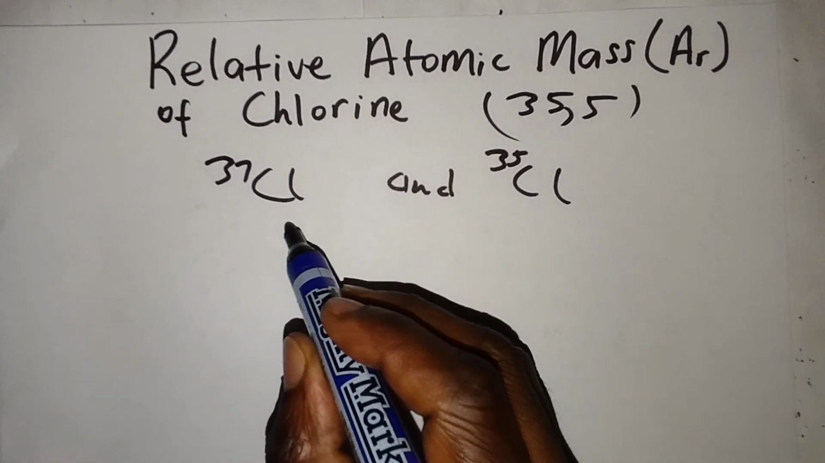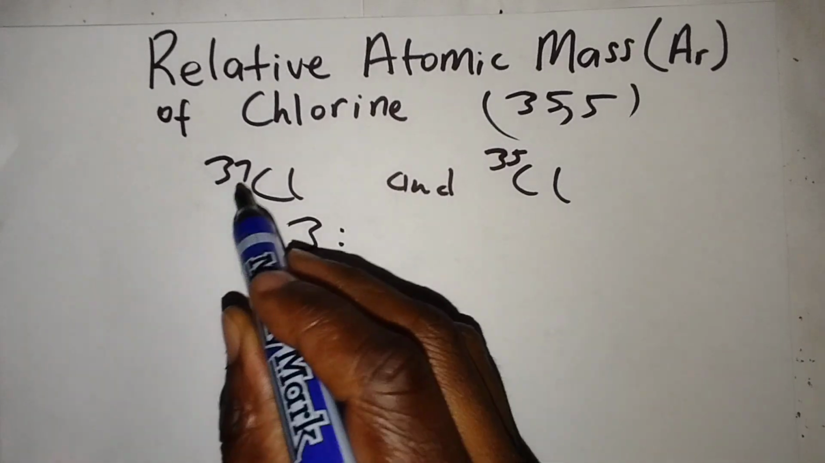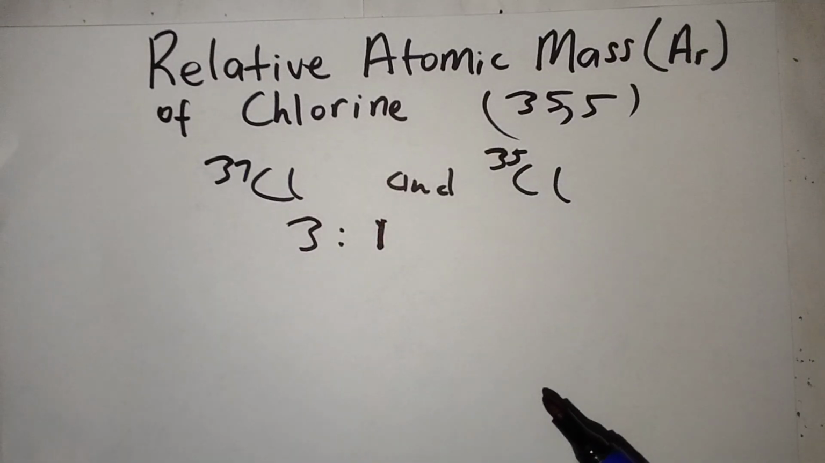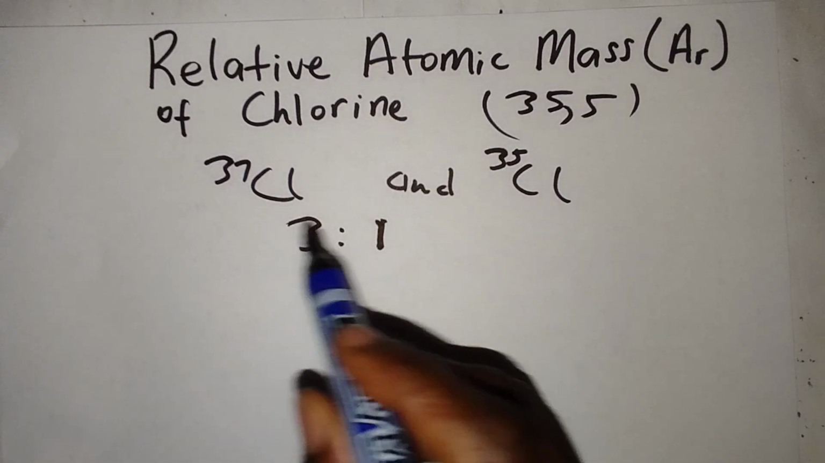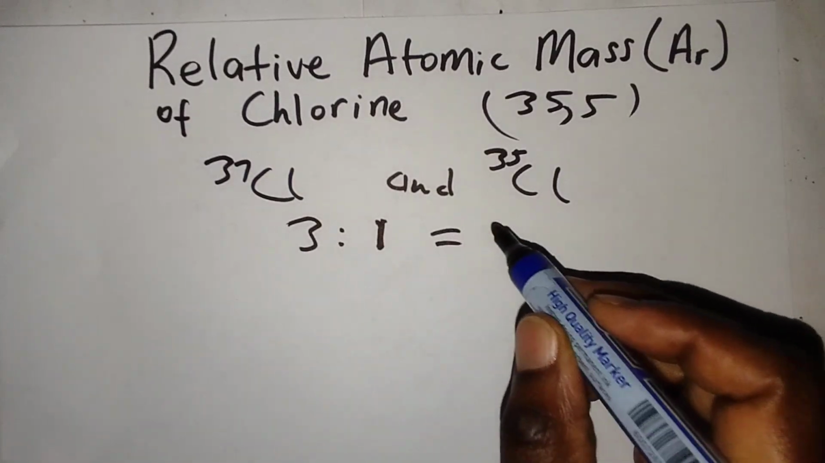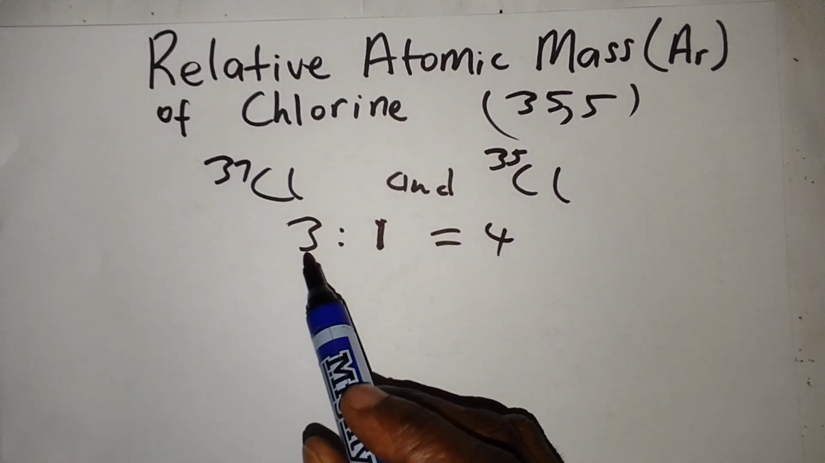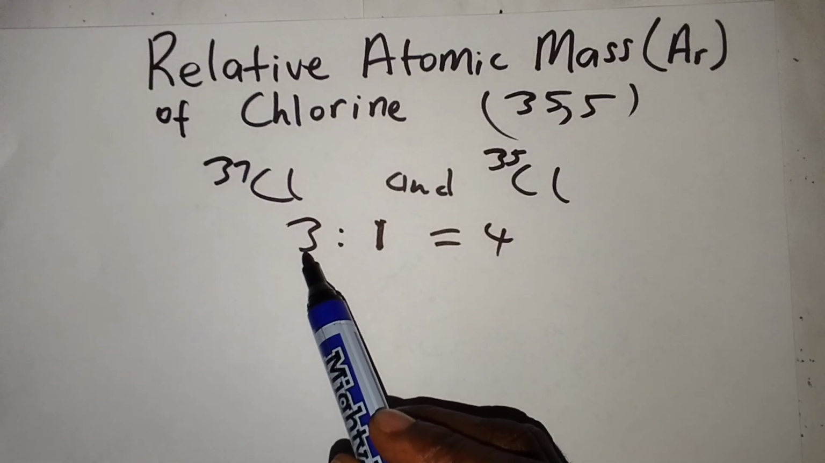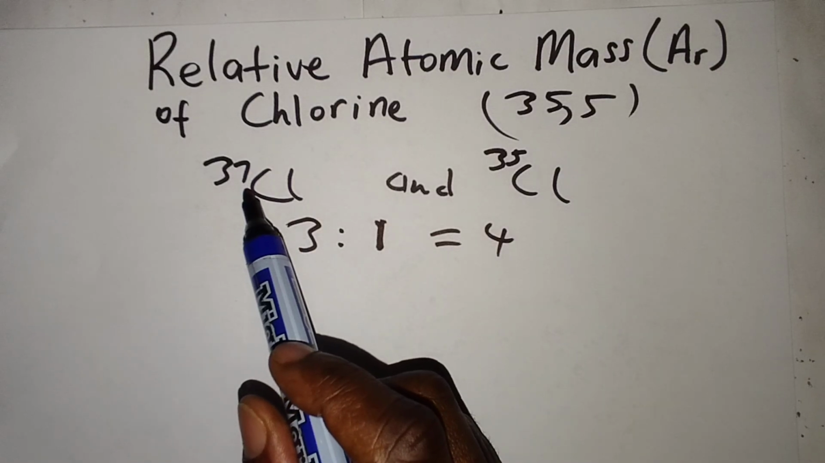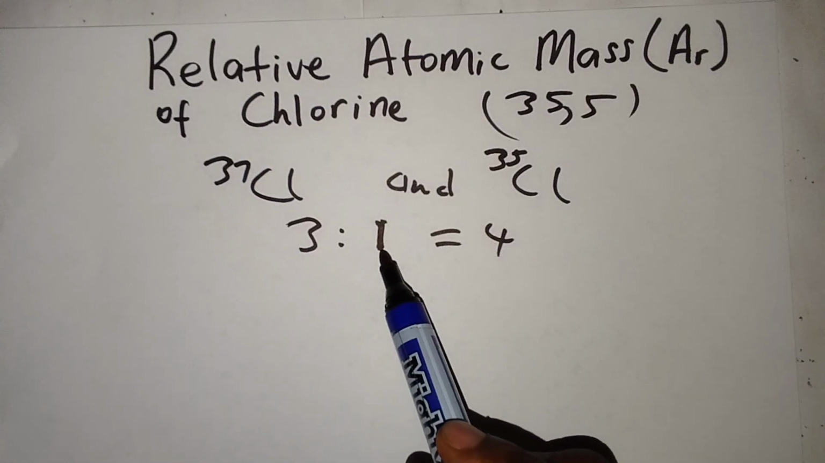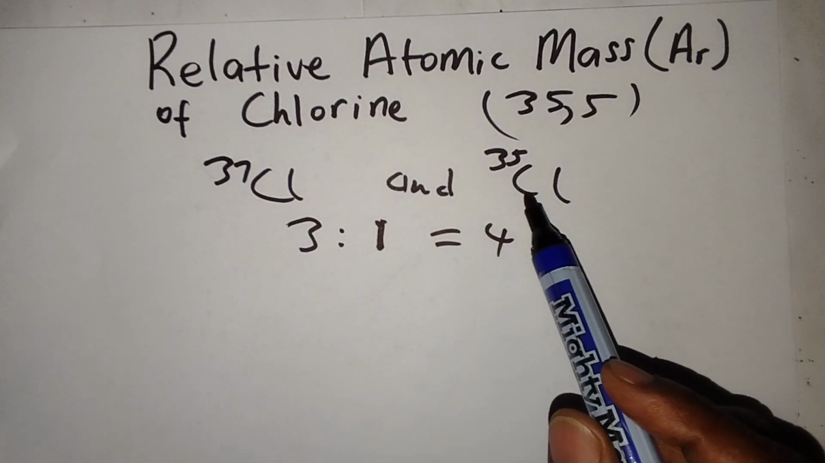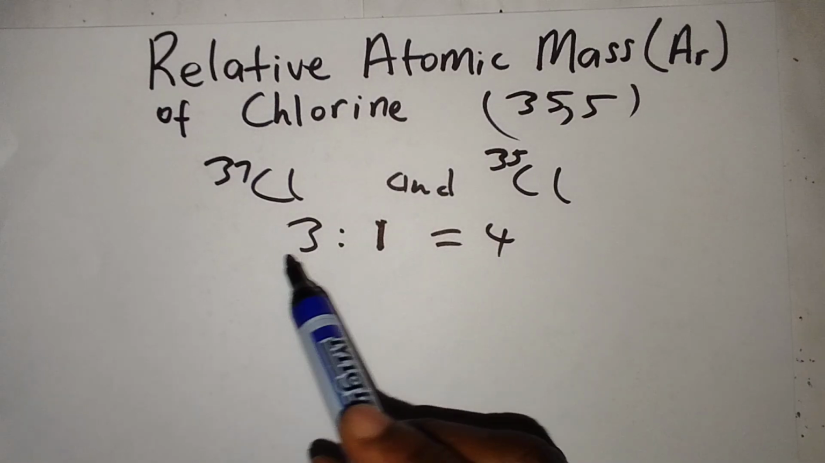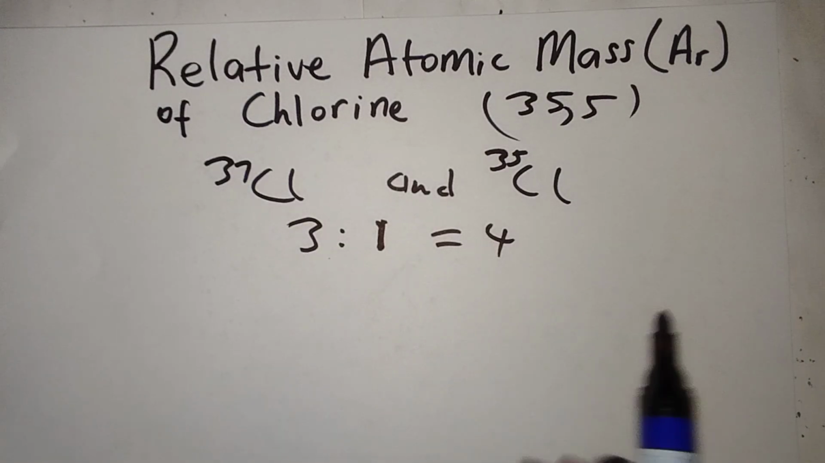They are in the ratio of 3 for chlorine 37 to 1 for chlorine 35. If you add these two numbers, we get 4. So what does this ratio mean? It means for every 3 chlorine 37 isotopes in chlorine, we've got 1 isotope of chlorine which has a mass of 35. Now we've added our two ratios, 3 to 1, we get 4.